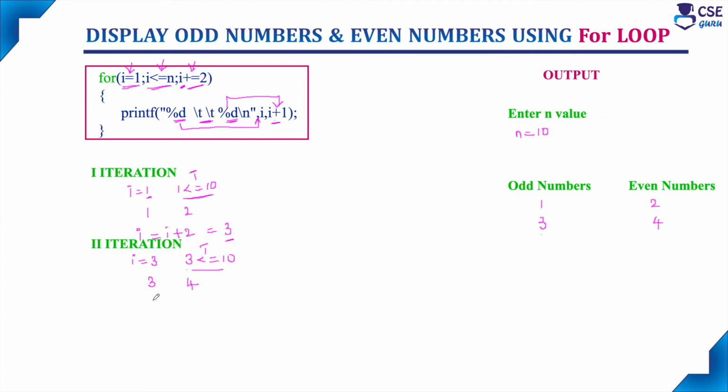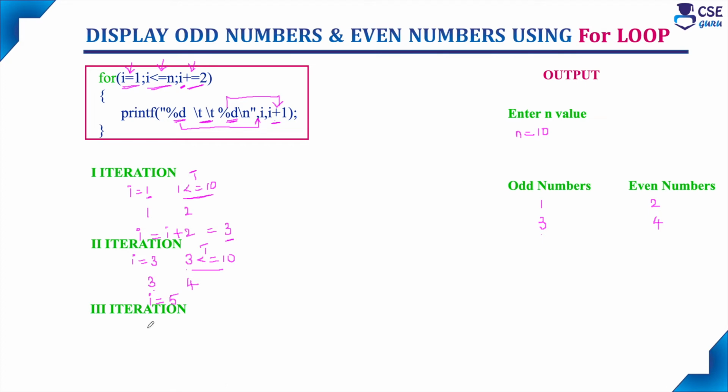Next, at the end of the second iteration, I will get incremented by 2. Previously I value was 3. So 3 plus 2 is 5. So for the next iteration, I value will be considered as 5.